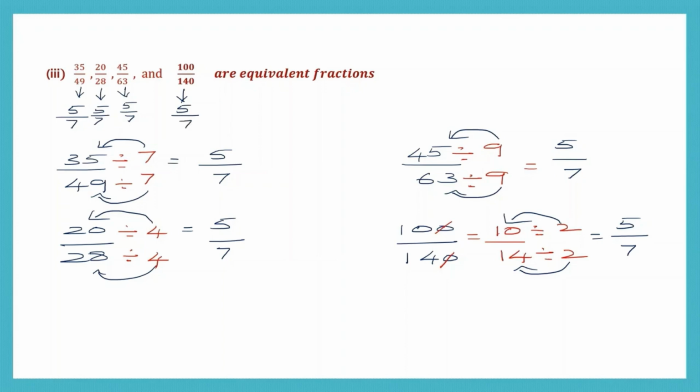So as you can see, all these fractions have been reduced to 5 by 7. That means though they are of different numbers, their value is the same. So what does the statement say? That all these fractions are equivalent fractions. That means this statement is true. So let's write that down. The statement is true.